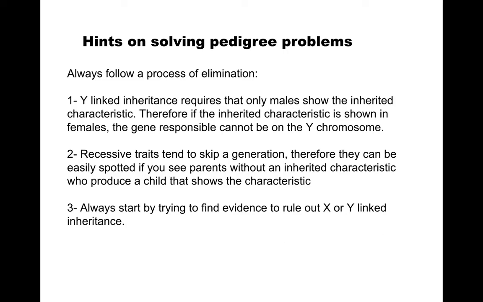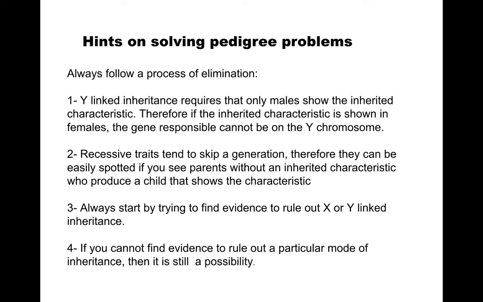Always start by trying to find evidence to rule out an X or Y inheritance. Those are easier to figure out, easier to decipher. Now, I want to emphasize that if you can't find evidence to rule out a particular mode of inheritance, then it is still a possibility. So sometimes you get a pedigree in which more than one mode of inheritance is possible.